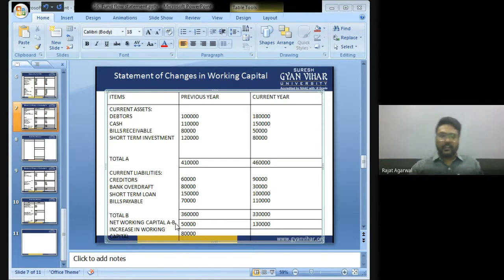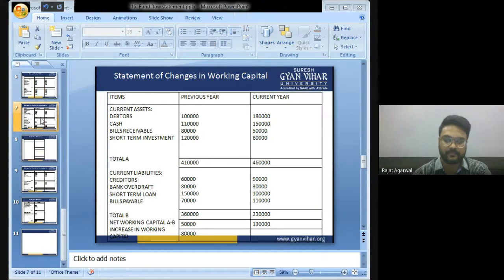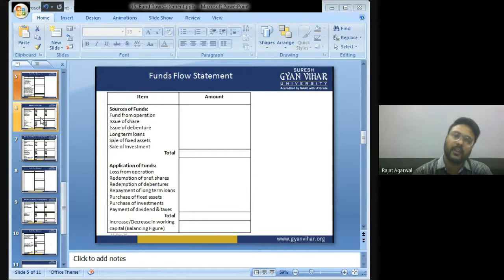Now we will make the fund flow statement. How are you going to make the fund flow statement? Children, in a fund flow statement there are two columns, item and amount.